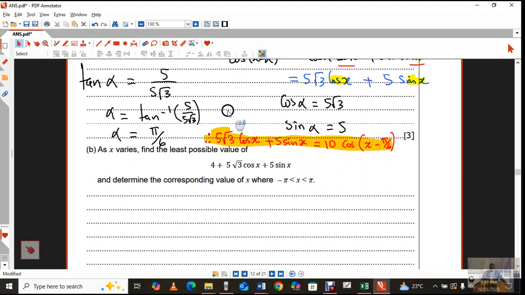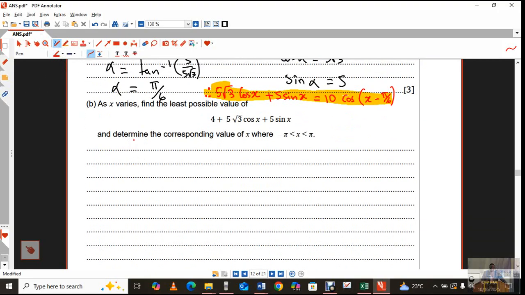Very important. Part B: as x varies, find the least possible value of that. Let us first do that first part, because this question has two parts. They want us to find the least possible value. What is it that we know? We know that this expression is 4 plus the part that I highlighted, which is actually 10 cos of (x minus pi over 6). You with me?